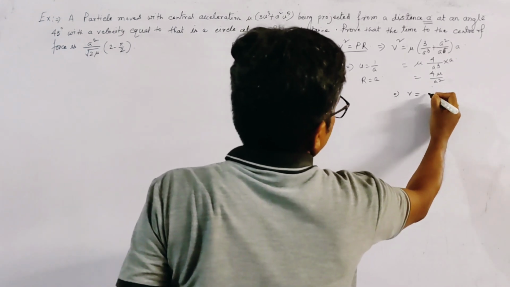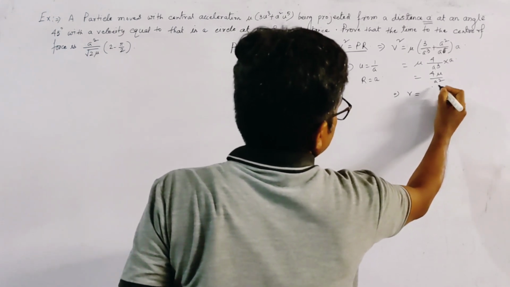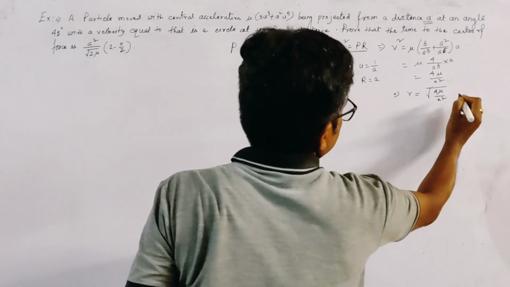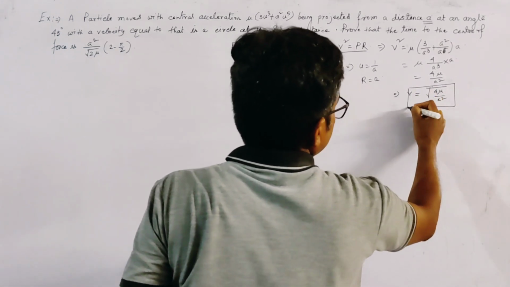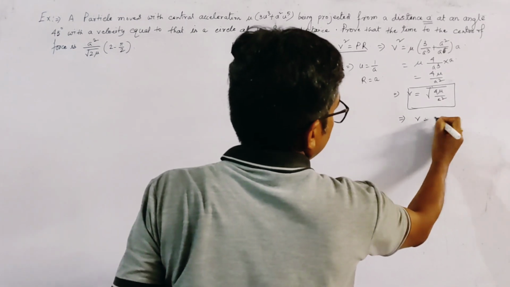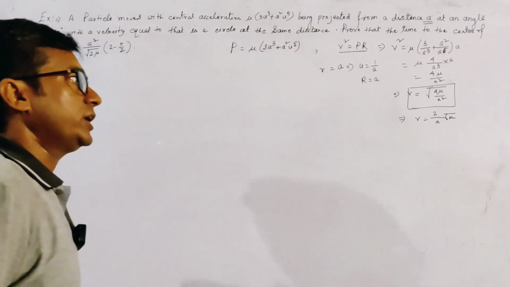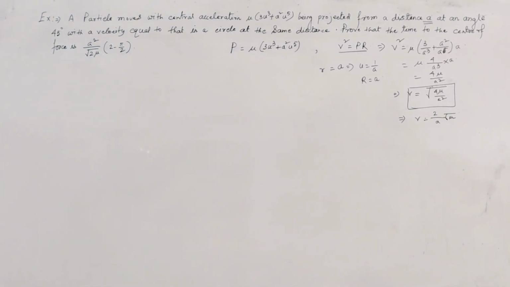So v is equal to root of 4 mu by a square. This is the initial velocity, or it is given by 2 by a into root mu. This is the initial velocity of projection.